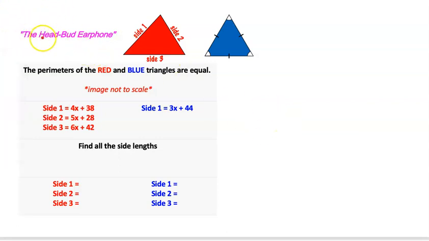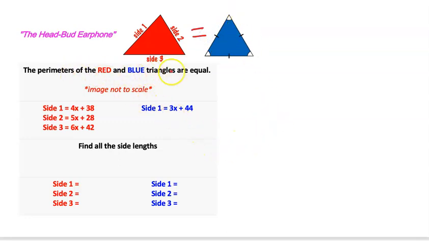Let's go over the Head-Bud Earphone. That sounds like it's an actual thing, but I don't know if it is. Here we go. So we have the perimeters of the red and the blue triangles are equal. So the perimeter, the three sides of the red triangle, equal the three sides of the blue triangle.